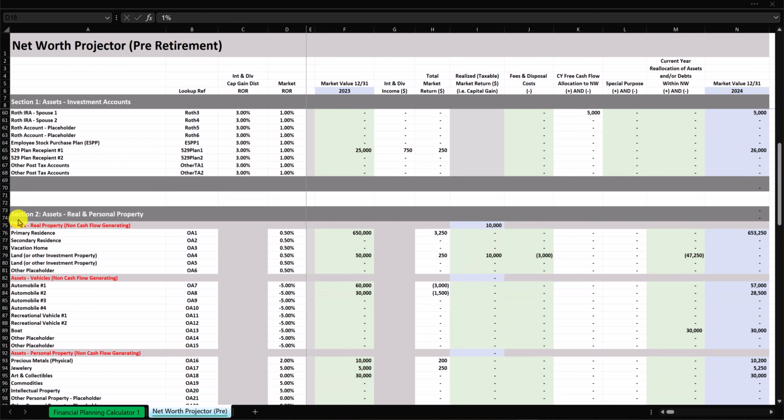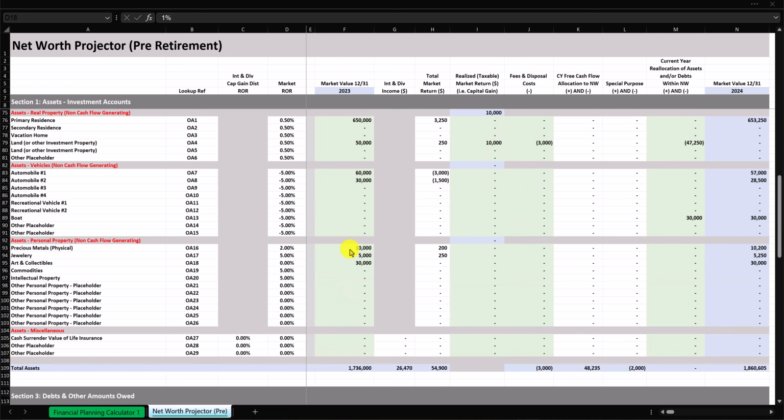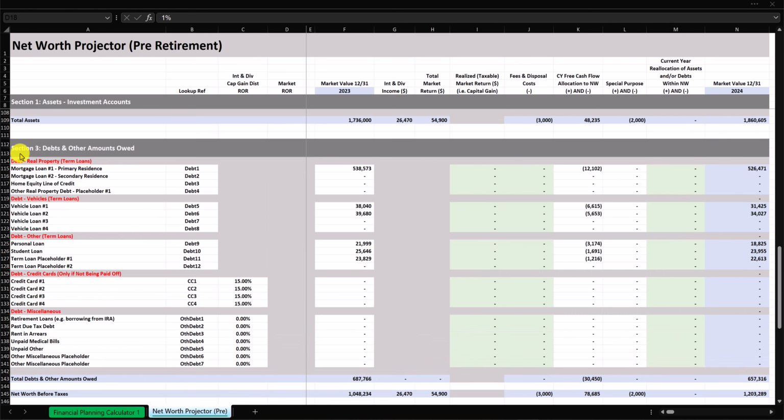Then if I keep going down to section 2, assets, real and personal property, we have a $650,000 primary residence. We have a $50,000 investment in land. We have 2 automobiles, one with a $60,000 value, one with a $30,000 value. We have some personal property, physical precious metals worth $10,000. We have jewelry worth $5,000, art and collectibles worth $30,000, for total assets of $1,736,000.